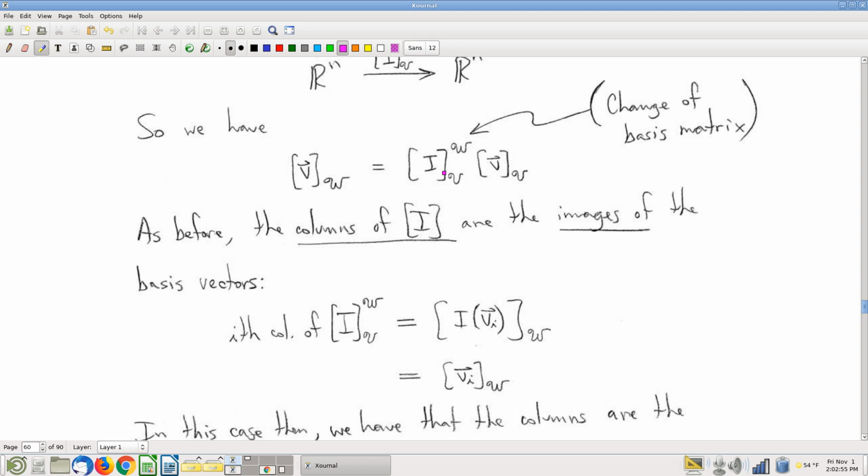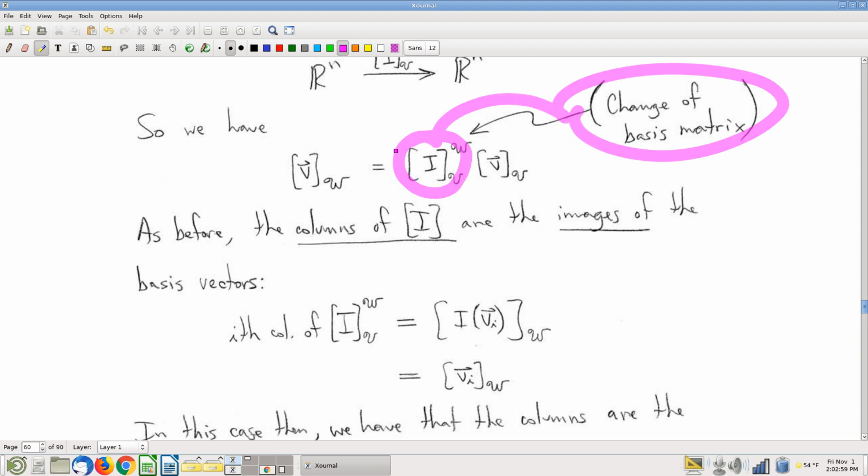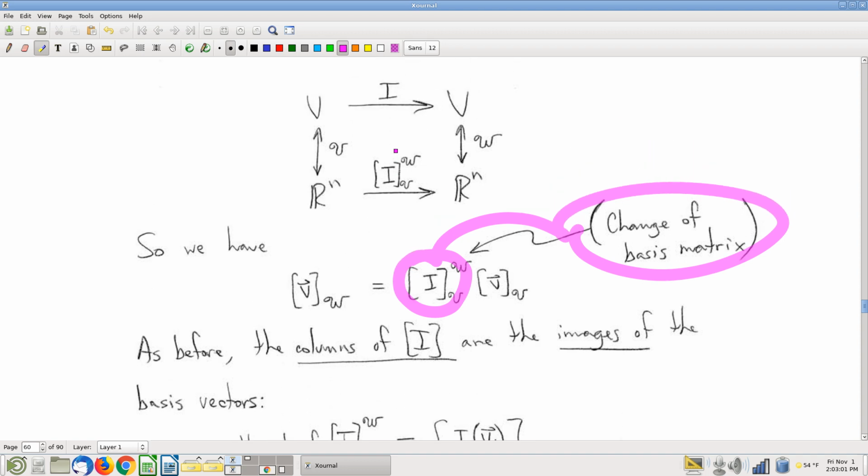Notice as well, by the way, I guess I kind of skipped over this. What that means then is that this change of basis matrix is what you can multiply by the script V coordinates to get as a result the script W coordinates. Okay, let's see an example.